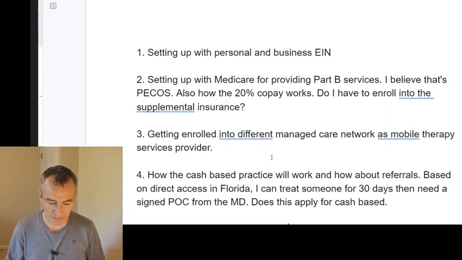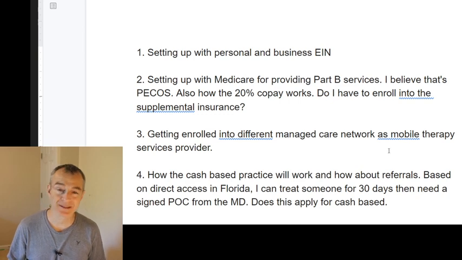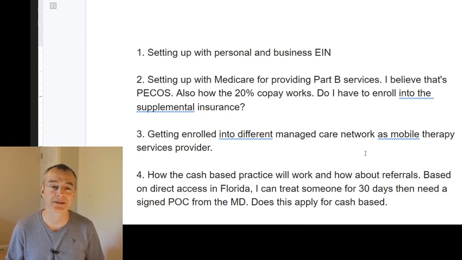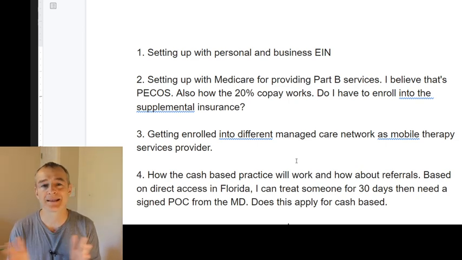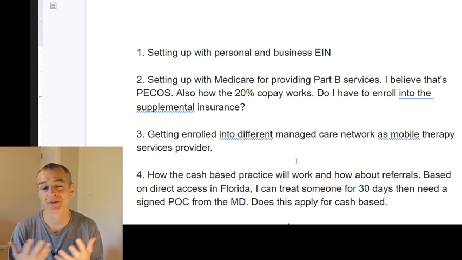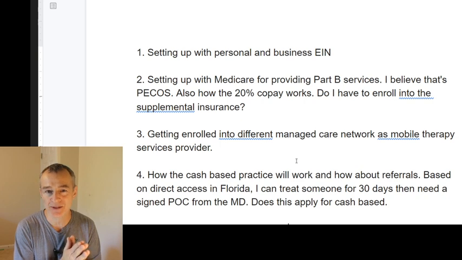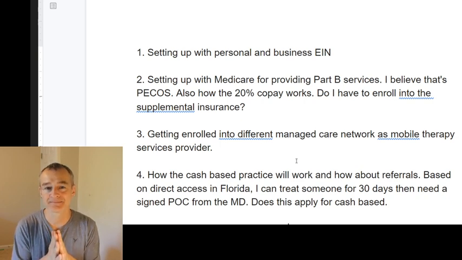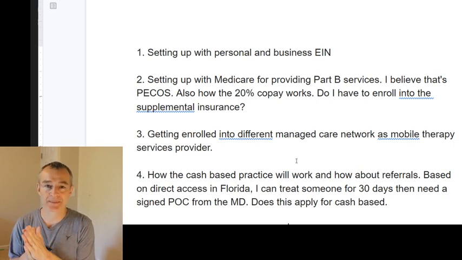Let's see, getting enrolled into different managed care networks as a mobile therapy service provider. So typically, the enrollment process, really for many third-party payers, happens through a website. CAQH is the acronym for the website. This is a provider enrollment hub. But beside that, you need to go provider by provider.